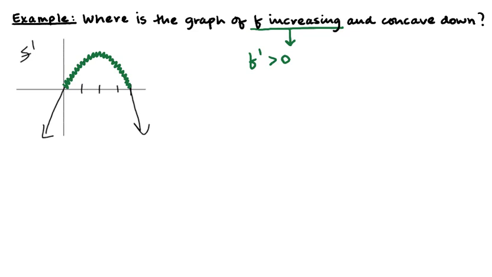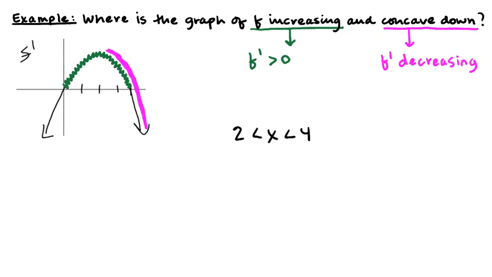And concave down, well, remember that in terms of the derivative, concave down is where the derivative is decreasing. So I'm going to go off to the side so I don't color over it. Color where this thing is decreasing. If we're asking where it's increasing and concave down, we need both the colors. So that's 2 to 4, so 2 is less than x is less than 4. Remember that "and" means the intersection. So where are these two things intersecting? Where we have both green and pink.